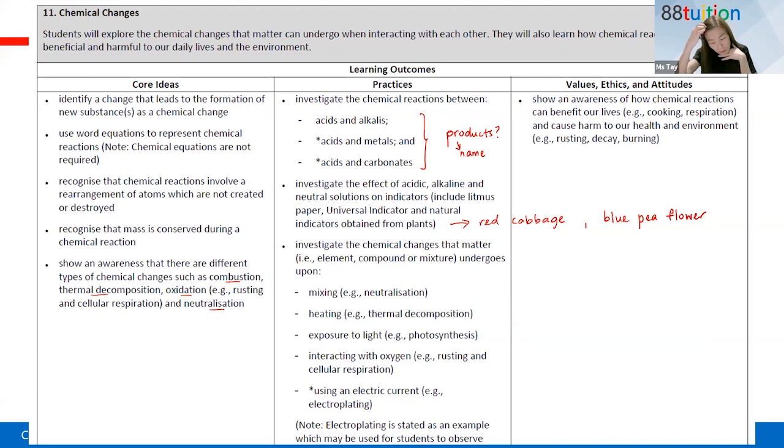I have the recipe for the purple cabbage or the red cabbage. I usually make this even for my students, even for my nieces and nephews, just to play magic with them. Investigate chemical changes that metal undergo. We already talked about this, right? Heating, exposure to light, interaction with oxygen, using electricity. Mixing will be the one related to the top, which is neutralization.